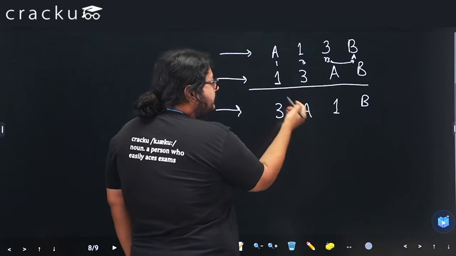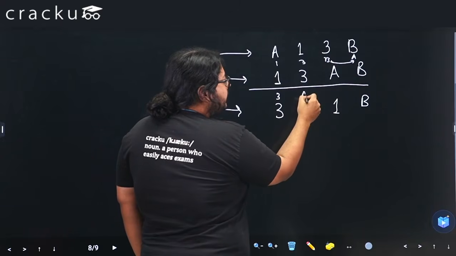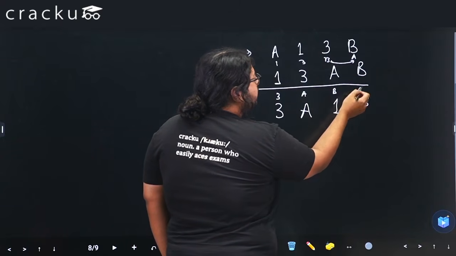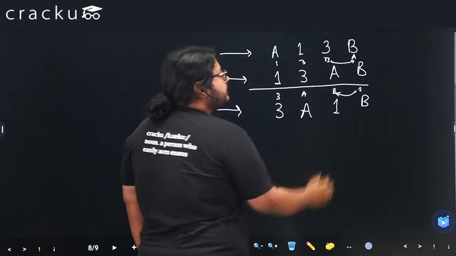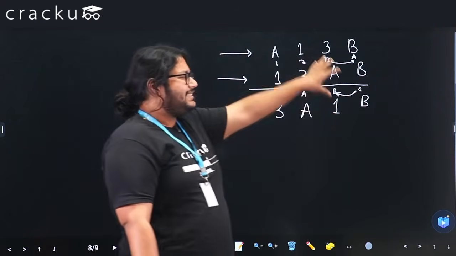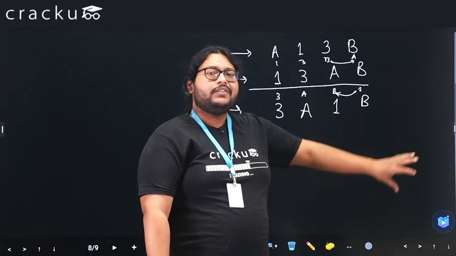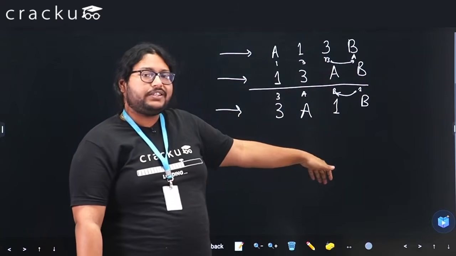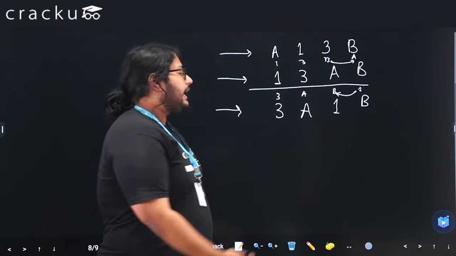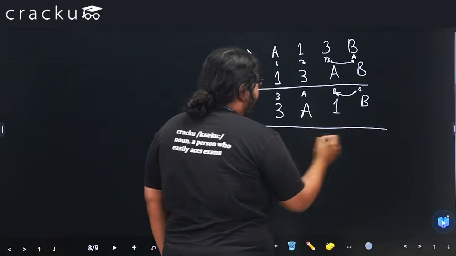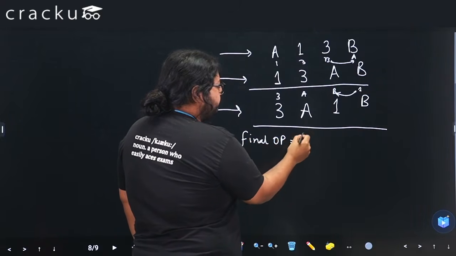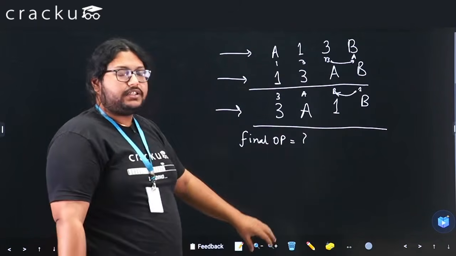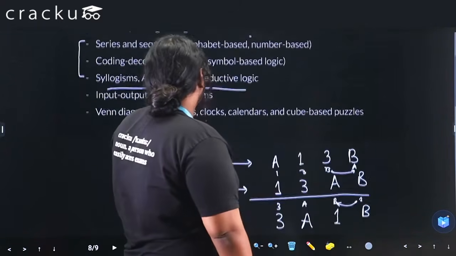Second step means similar thing is happening. It should be 3AB1, right? If I just shift everything one side here, and then this we are exchanging. So this is a basic example of an input output thing, where we need to identify what is the operation that is being applied, and then based on that they'll give you what will be the next output, and that we need to figure out. These are input output problems.